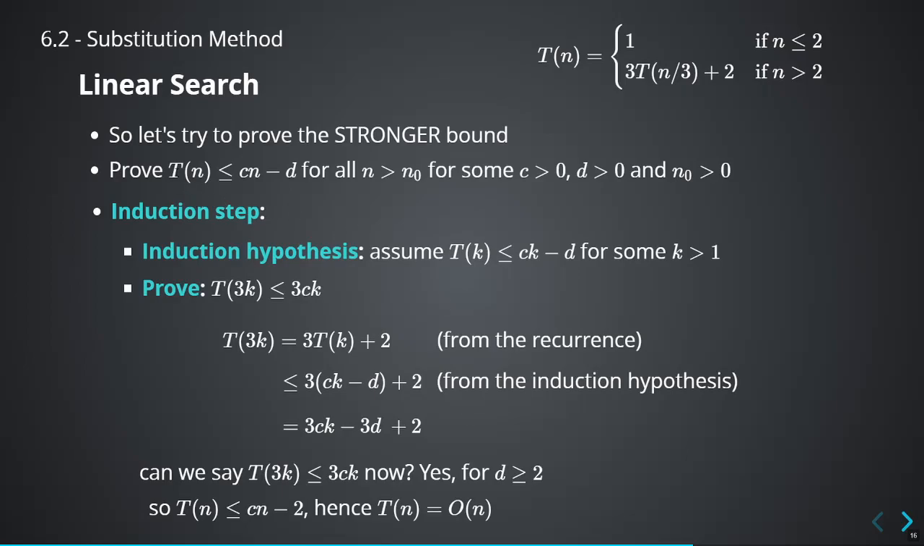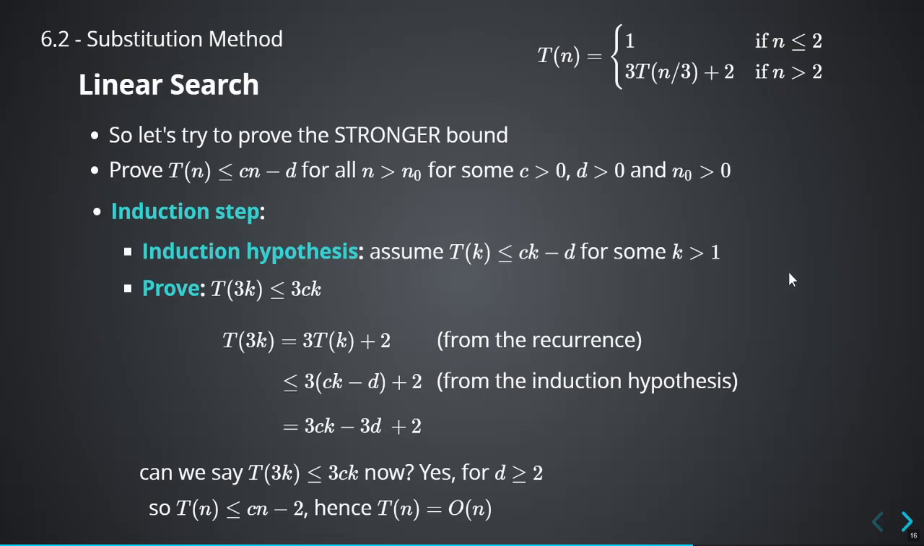And if Tn is less than or equal to Cn minus D, is that still big O of n? Yeah, because all that matters is the C and the n. The constant here doesn't really matter, remember? Because if you're doing complexity, the constants don't matter. So there you have it. We have proven that Tn is big O of n.